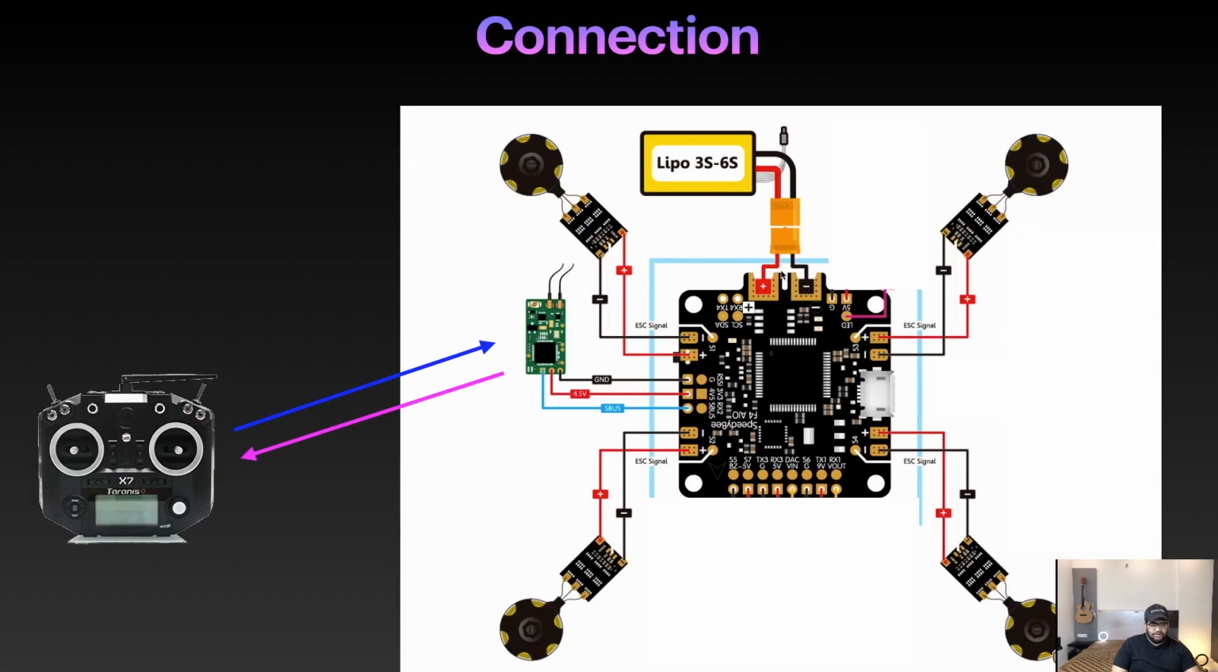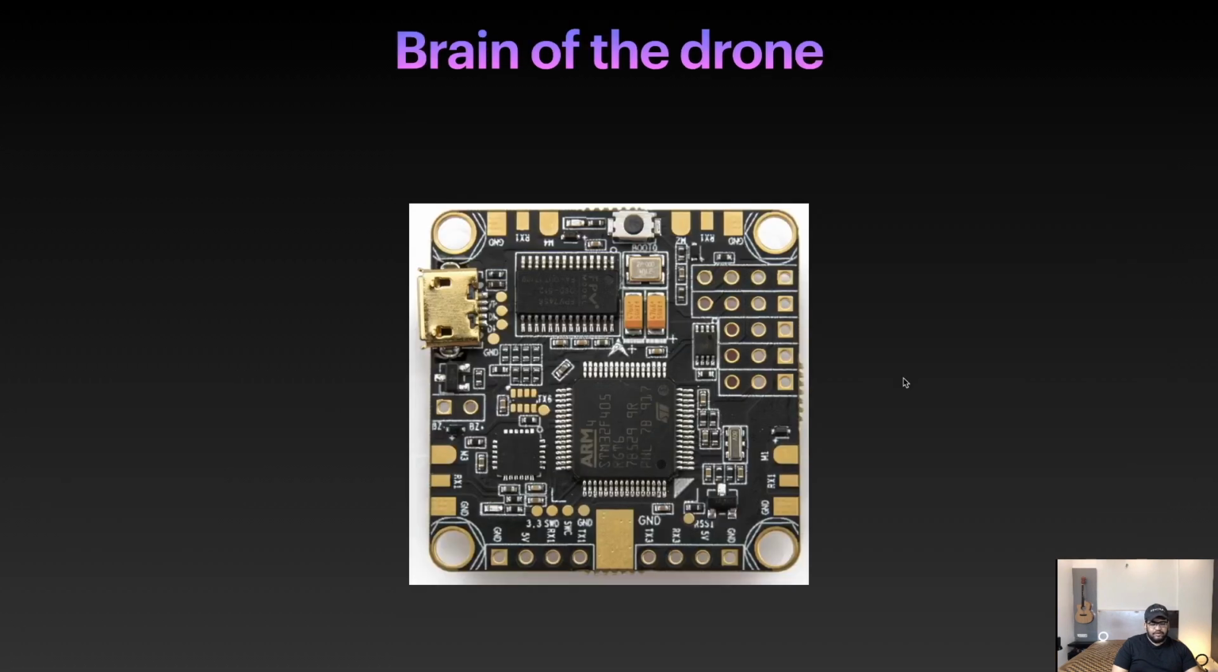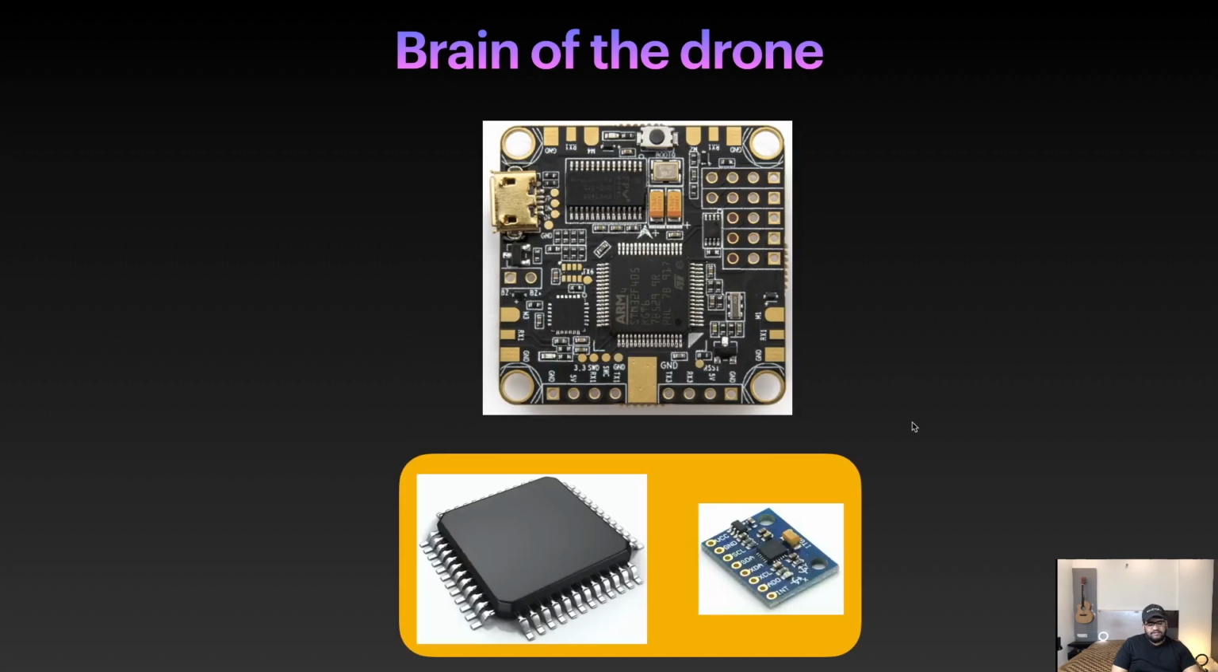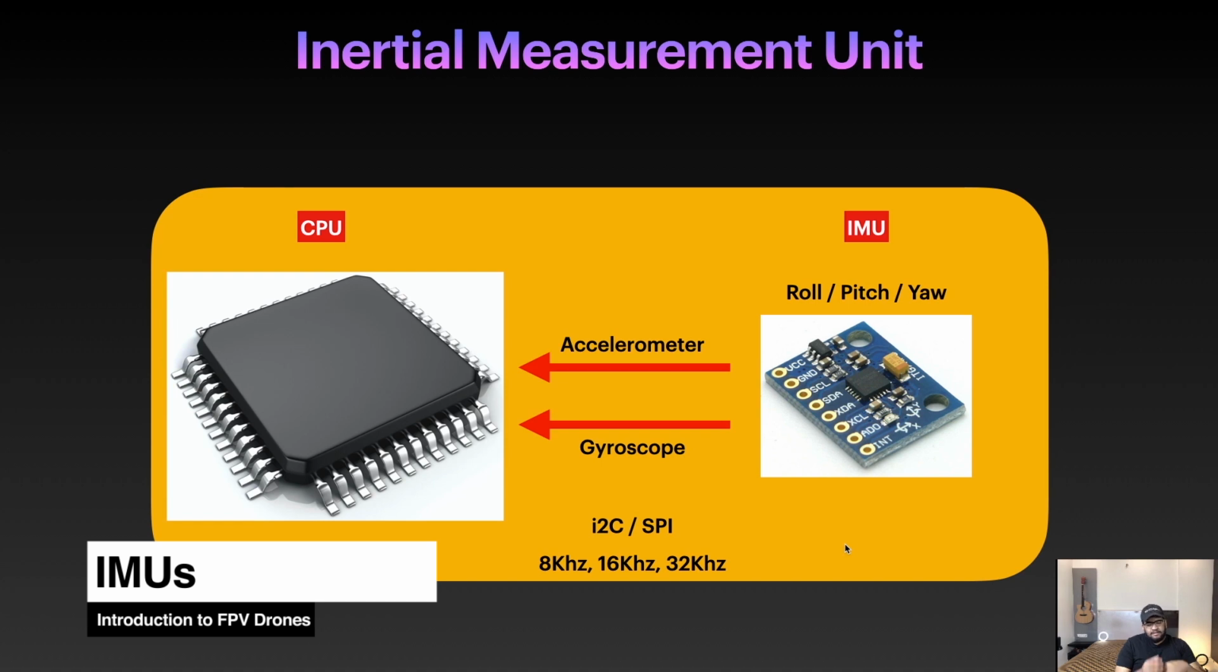So as I showed you, you plug the receiver, you plug the ESC, you plug the battery, and the flight controller is good to go. So this is how a typical FPV drone flight controller looks. And again, as I mentioned, it has nothing but a CPU and something called an inertial measurement unit.